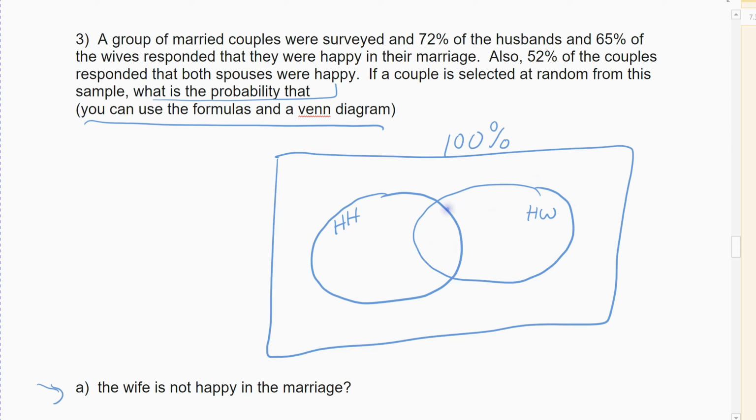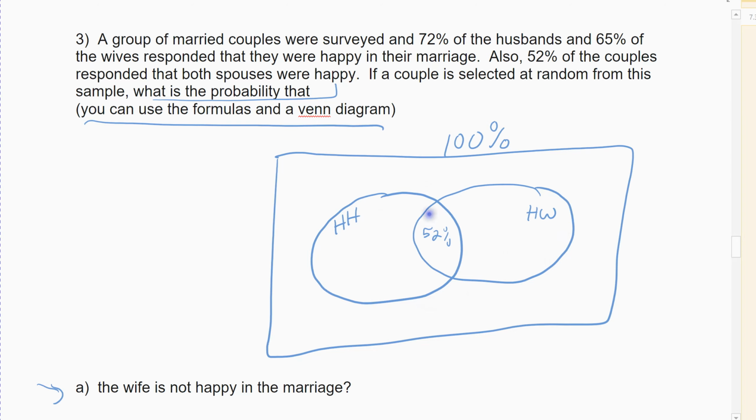52% of the 100 lands in the middle wedge, right? 52% of the couples surveyed, so they are both happy. So we've taken into account a little over 50%, 52%. Meaning the rest of these areas will be filled by the 48% left over, where they answered one or the other, or neither were happy. And now I've got to figure out my other spots.